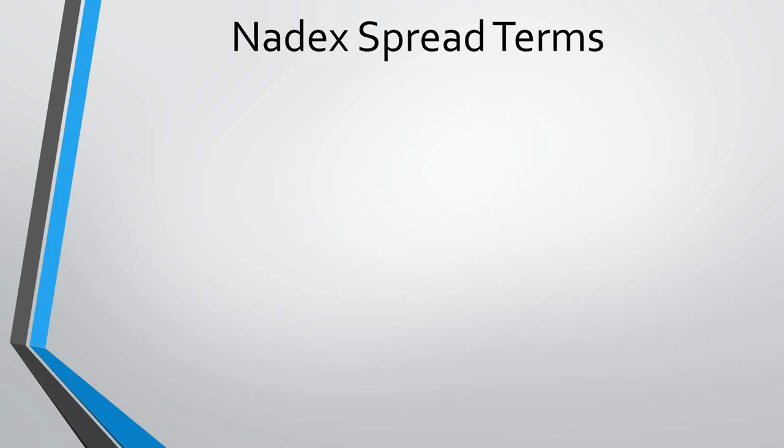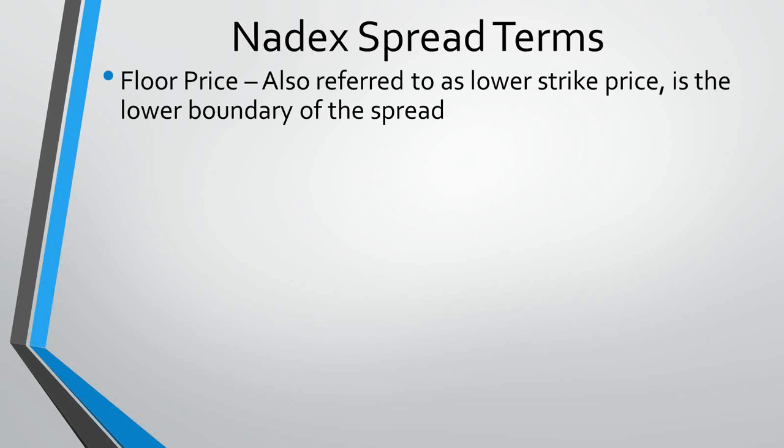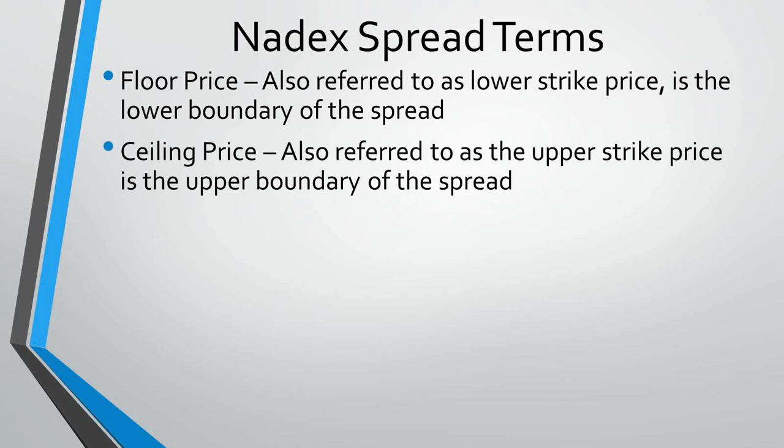Now let's go over some Nadex spread terms because we're going to need to know them for the graphs. The floor price is also referred to as a lower strike price. It's the lower boundary of the spread. The ceiling price is also referred to as the upper strike price. It is the upper boundary of the spread.